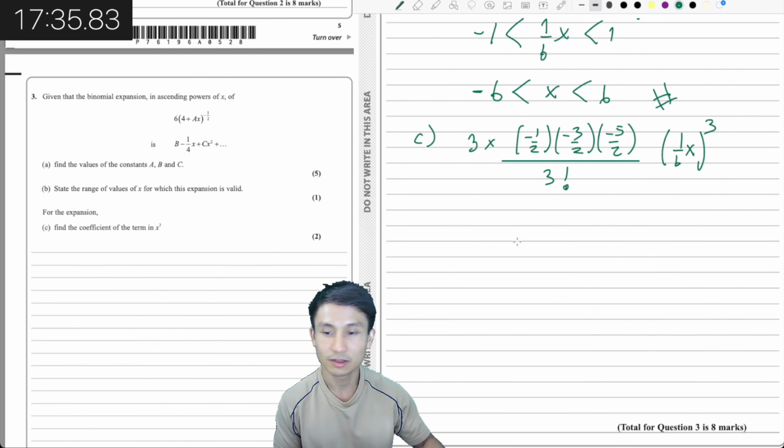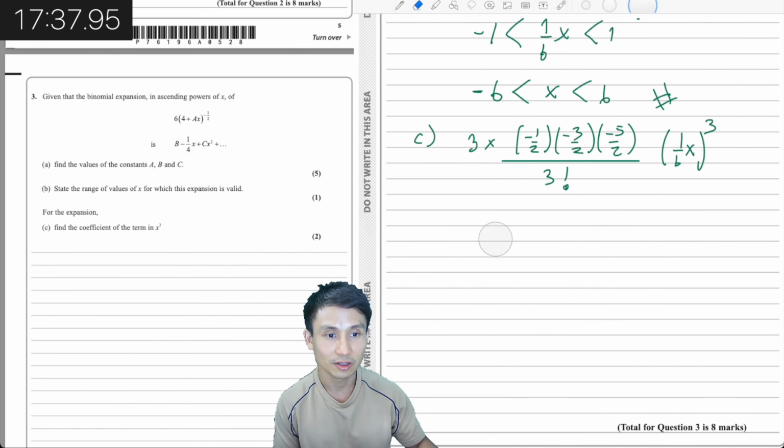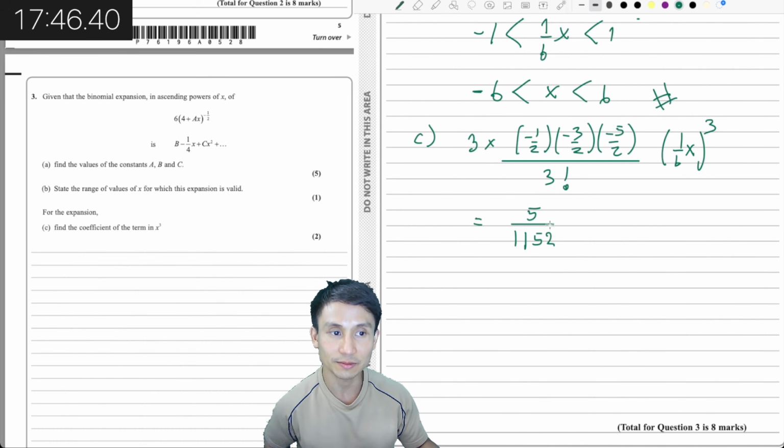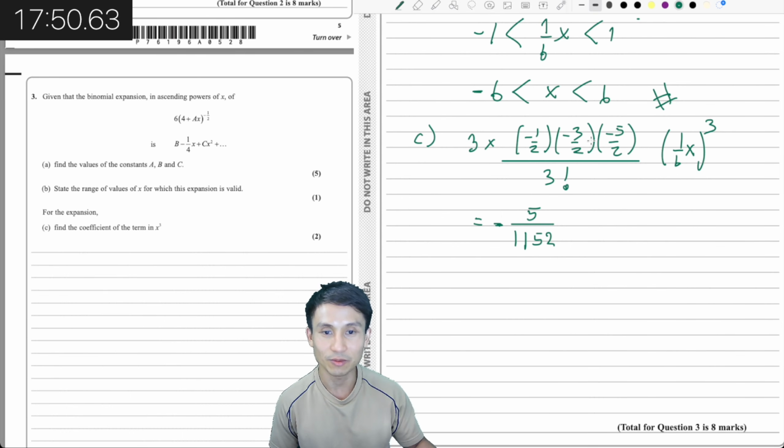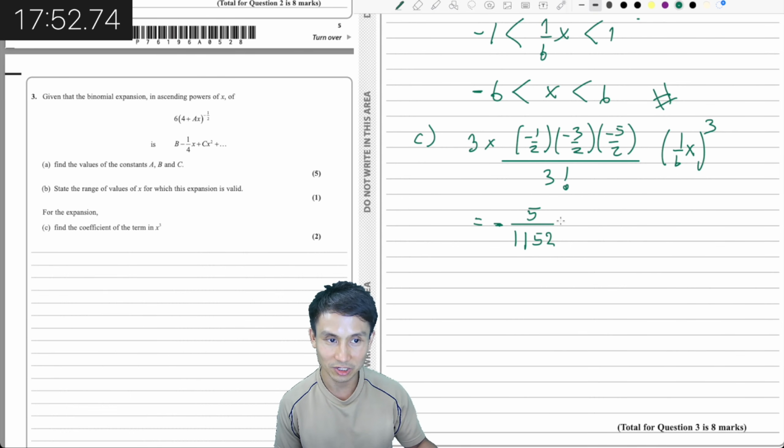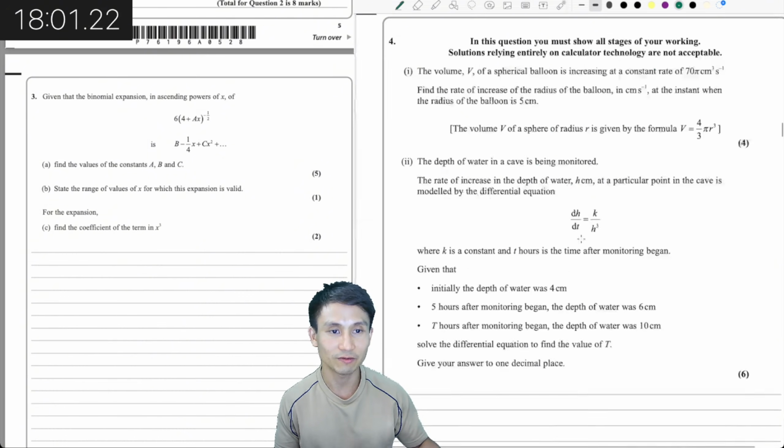Yeah. So the coefficient, then it is 5 over 1152. I think I'm happy with that. Oh, minus. I never forget, because there are 3 minuses here. Let me check everything here again. Yeah, I think I'm happy with that. So that's it. Okay, so that's done for the third question.